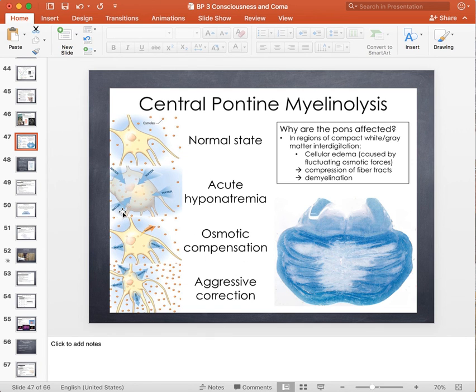Hyponatremia typically has to be present long enough that there's been time for this osmotic compensation. If someone is in a normonatremic state, hypertonic saline is really quite safe. Okay, that's good to know.